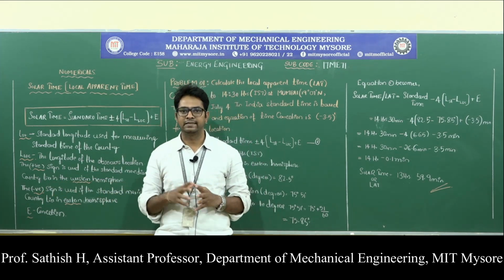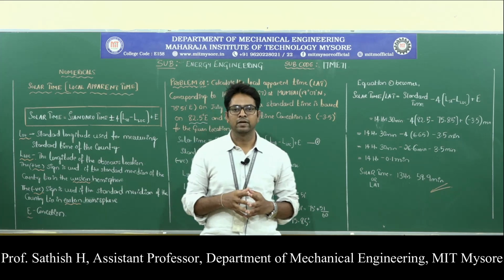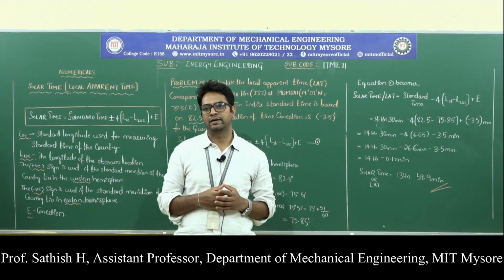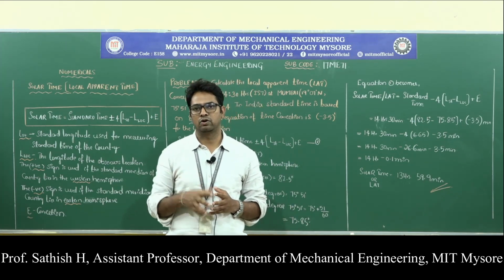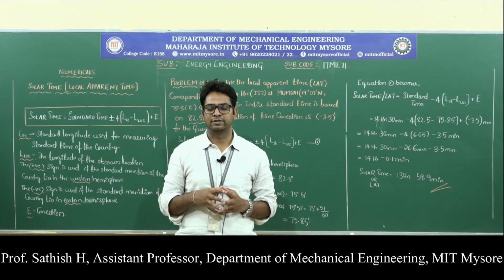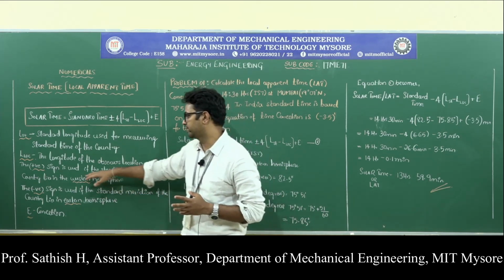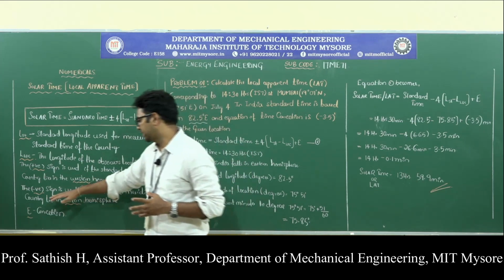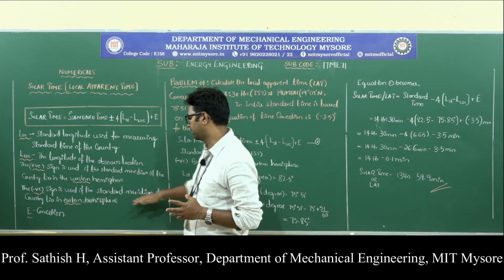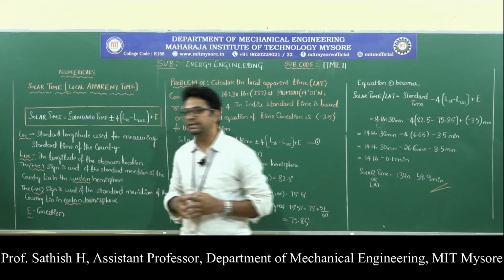Okay, so we have the eastern hemisphere and the western hemisphere. If the country given in the problem lies in the western hemisphere, then the positive sign is used, and the negative sign is used if the standard meridian of the country lies in the eastern hemisphere.